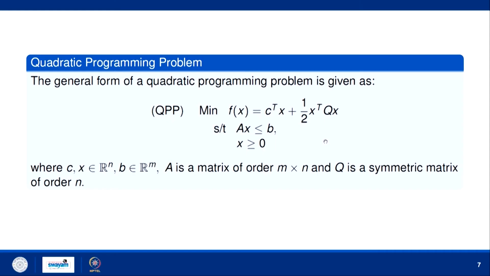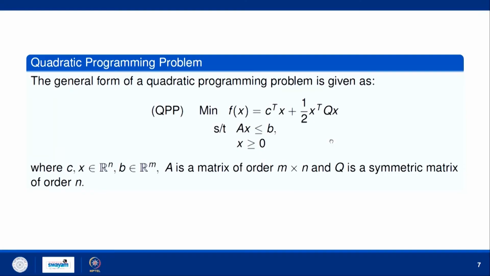Now, the interesting question is when this problem is a convex programming problem. The constraints are all linear, so they are obviously convex and we are not worried about them. But what should be the restriction on f, on C or Q, so that we can say the given problem is a convex programming problem? Why we focus so much on convex programming problems, we will discuss in the next lecture. First, we will see when this problem is a convex programming problem.